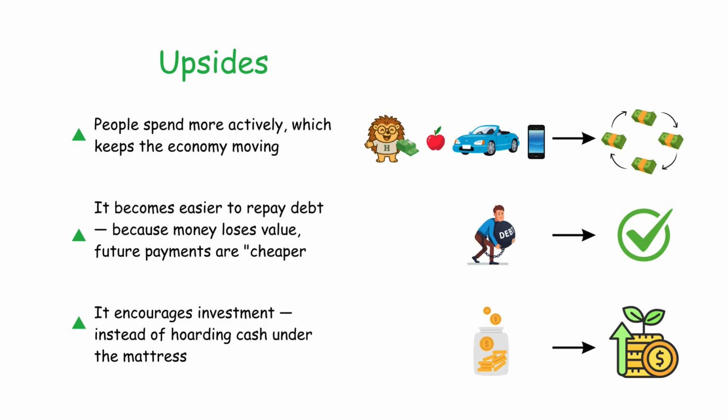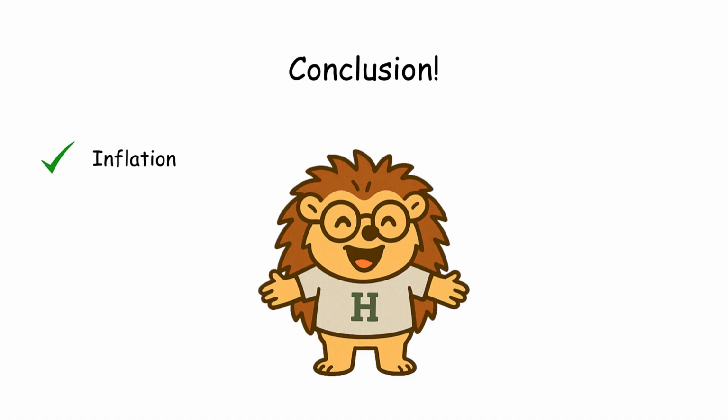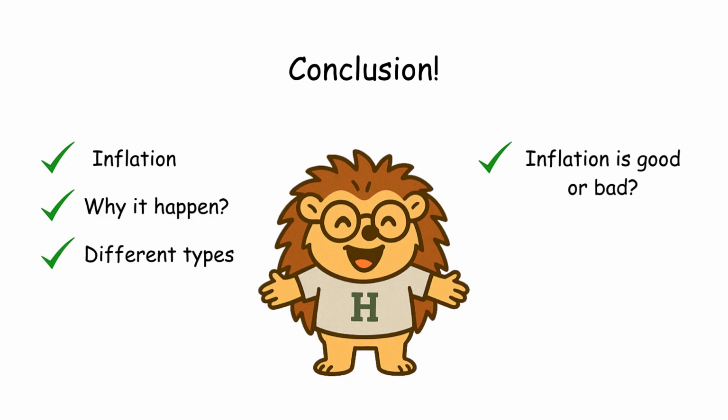And it encourages investment. People realize that letting their money just sit around isn't smart, so they look for ways to make it grow. So, to sum it up, in this video, we learned what inflation is, why it happens, the different types of inflation, its pros and cons, and how it affects the economy.